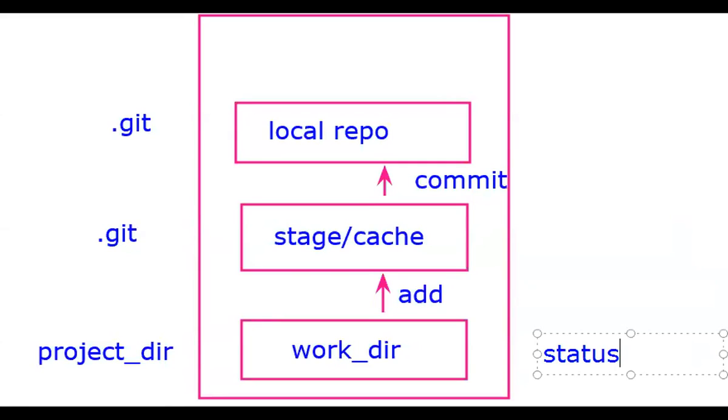So this has created the structure. Okay. So from copying from working directory to staging, we say add, and copying from staging to local repository, we say commit. And to check the status of the file, where is that file? What is the status? Use the command status.